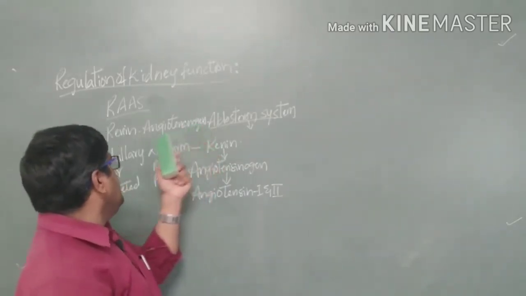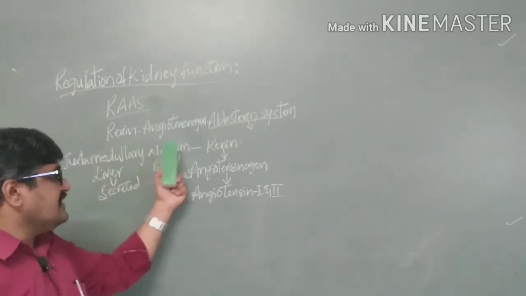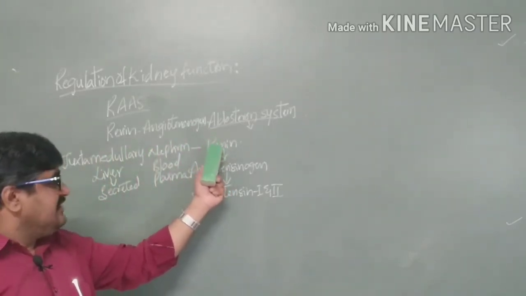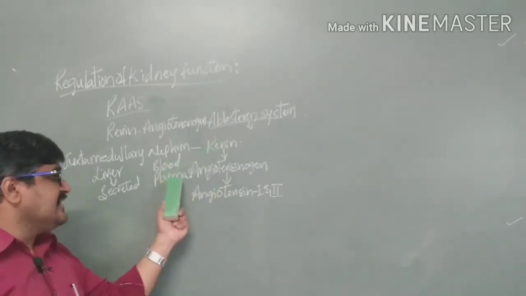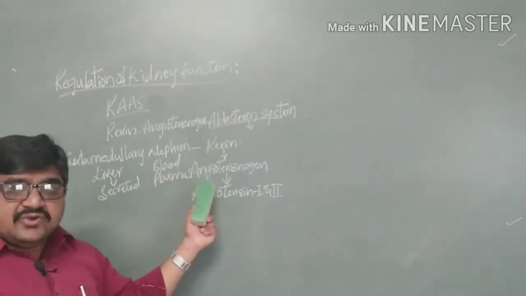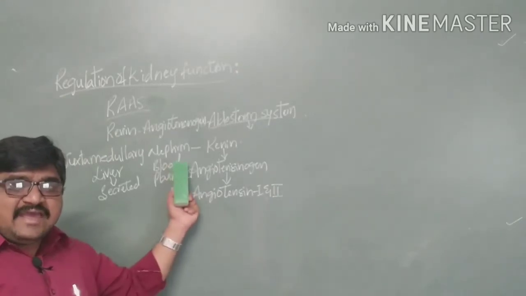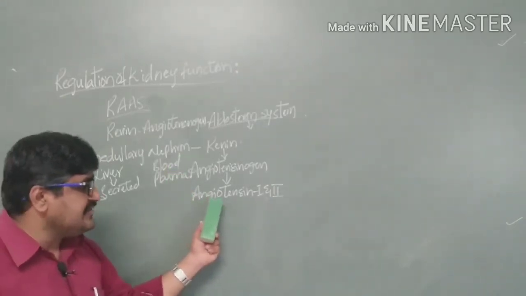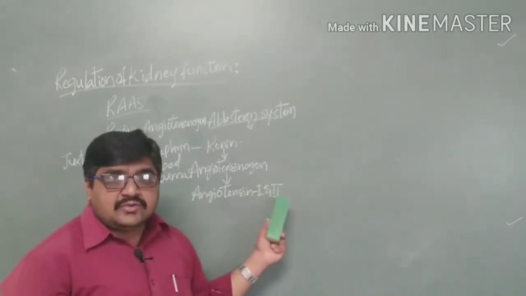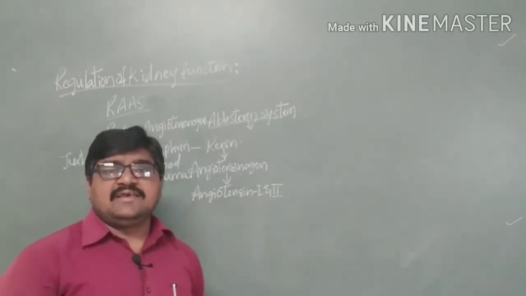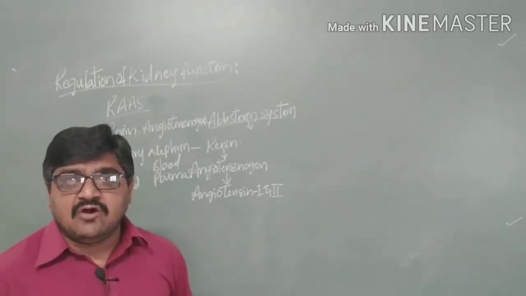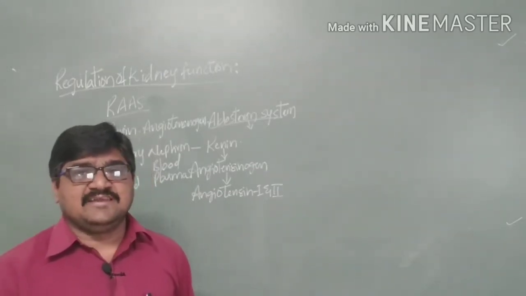the cells of juxtamedullary nephrons will secrete the substance called renin. This renin acts on the plasma protein angiotensinogen, which is in an inactive form, and converts it into an active form, angiotensin 1 and 2. These are produced from the liver protein, and they are helpful for increasing the blood volume, so the blood pressure increases.